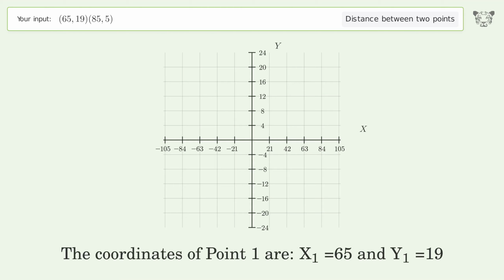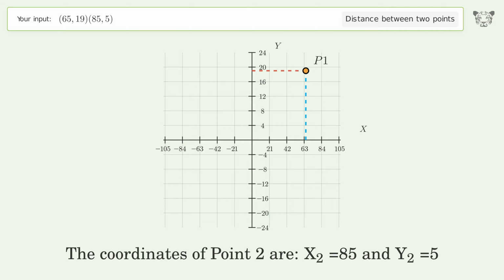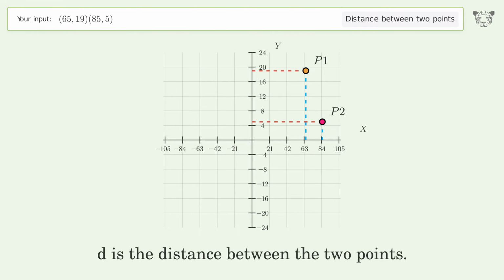The coordinates of point 1 are x1 equals 65 and y1 equals 19. The coordinates of point 2 are x2 equals 85 and y2 equals 5. D is the distance between the 2 points.